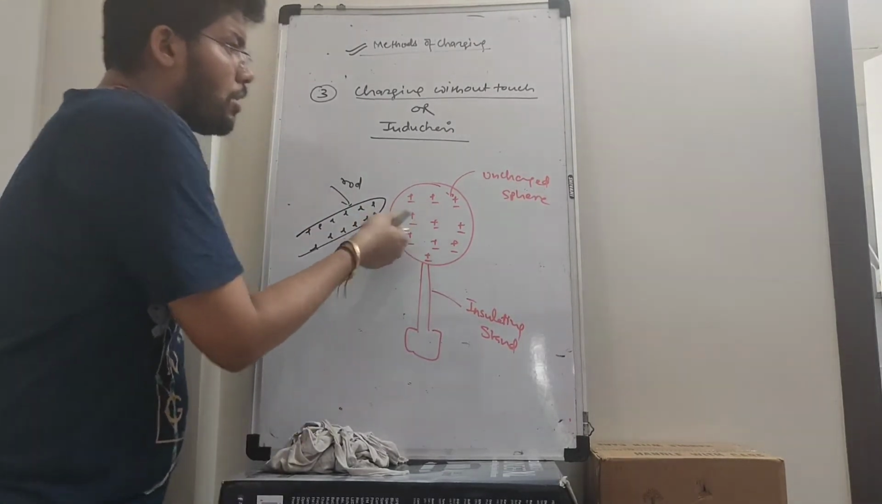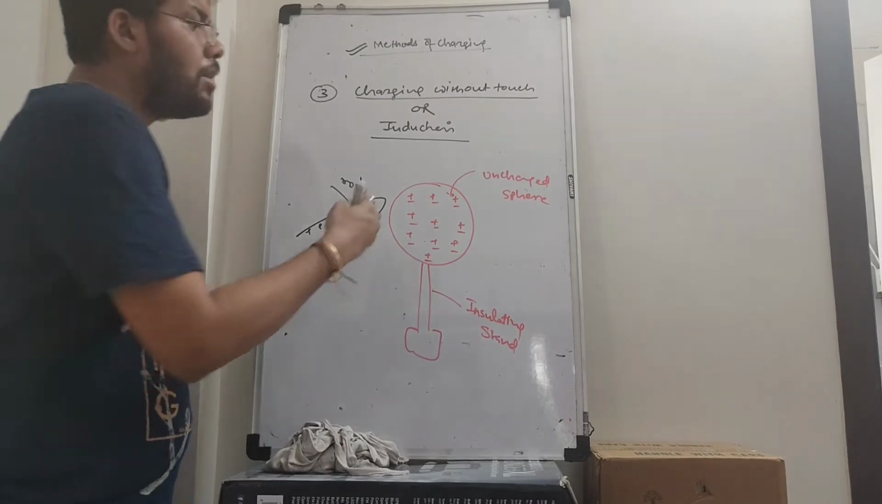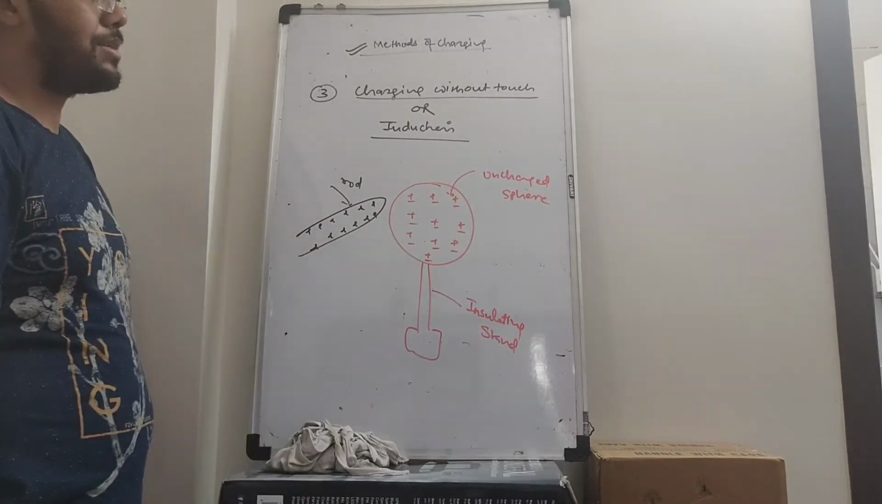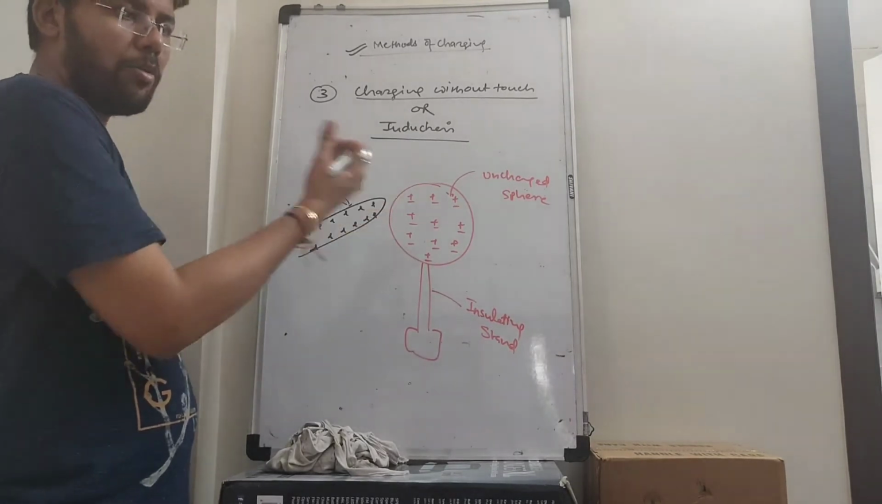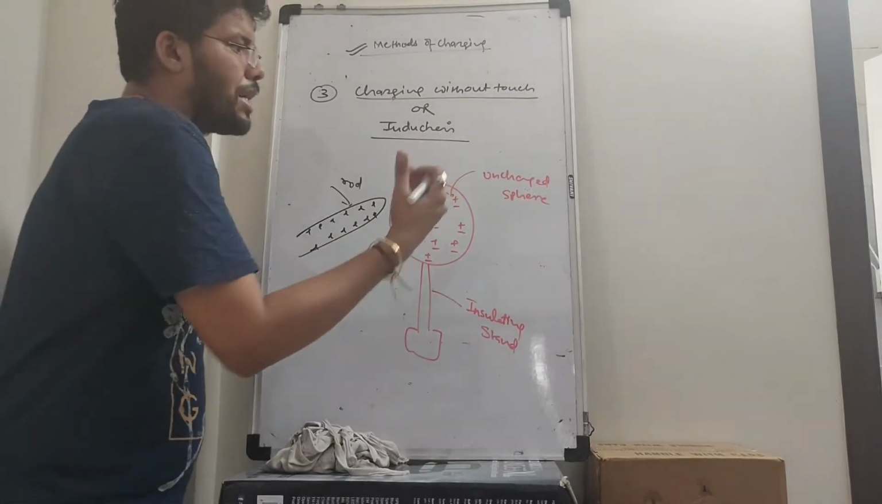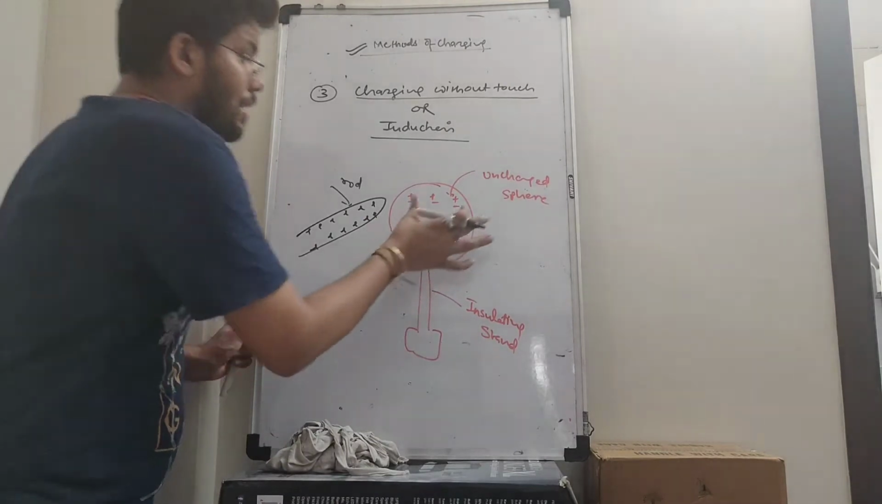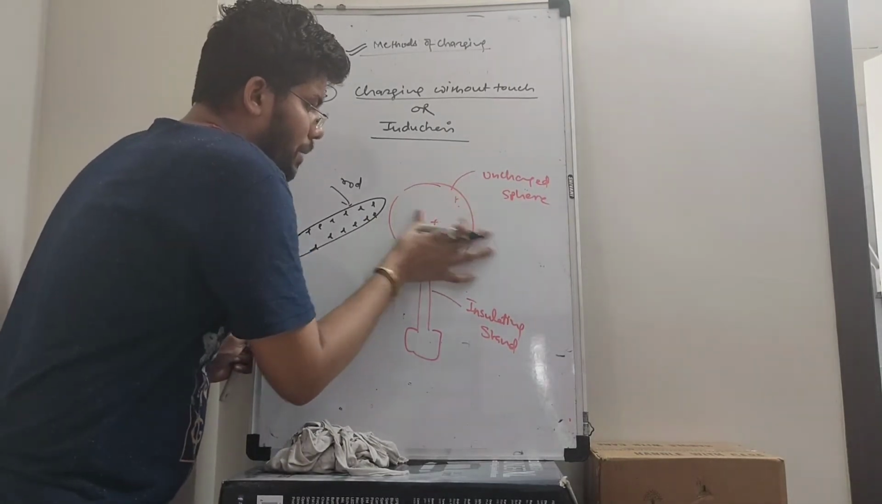Now the positive charge of this rod attracts the negative charge of this uncharged sphere and repels the positive charge of the sphere. So the negative charge of the system accumulates at one side, and the positive charge of the system accumulates on another side. So what will happen? अब यहाँ क्या होगा?